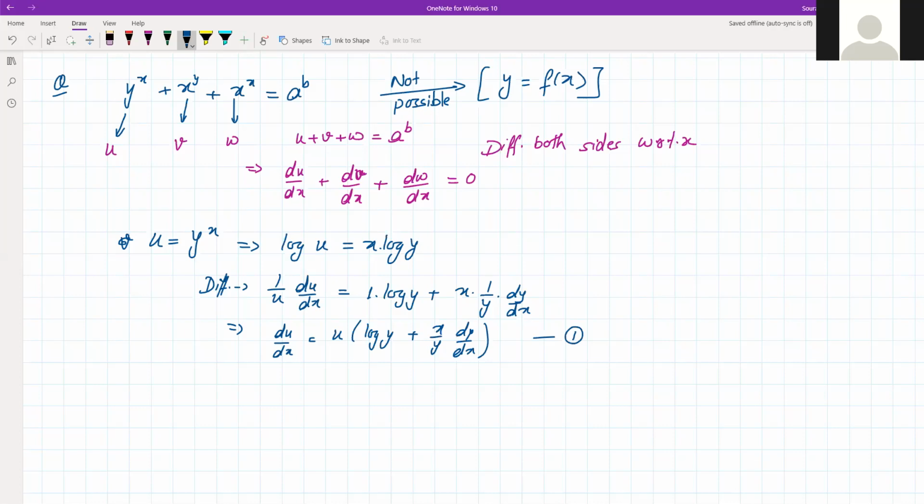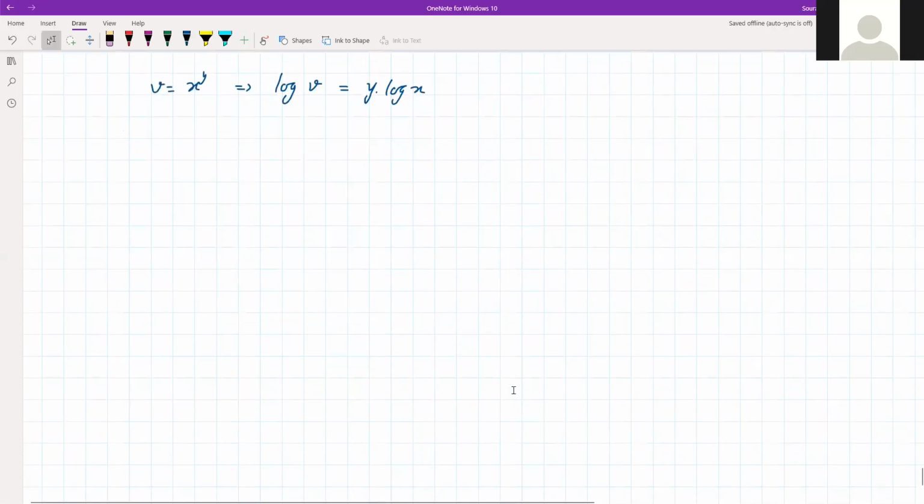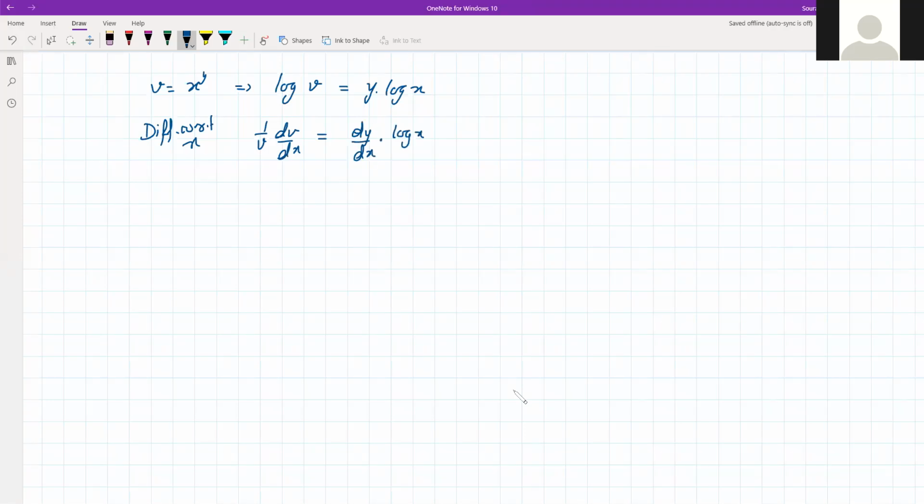Same way, we have our second function, that is v, and v is equal to x to the power y. And in that case, if I take log on both sides, it becomes log v is equal to y log x. So now we have to differentiate this with respect to x. So that is the next step, differentiating with respect to x. So what will we get? We'll get 1 by v dv by dx is equal to dy by dx into log x.